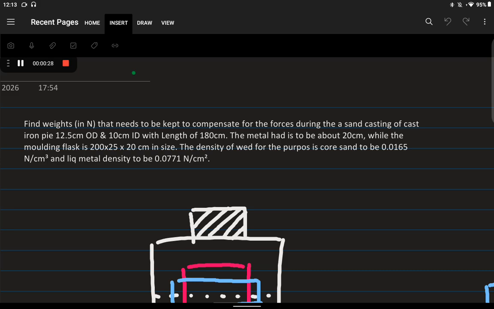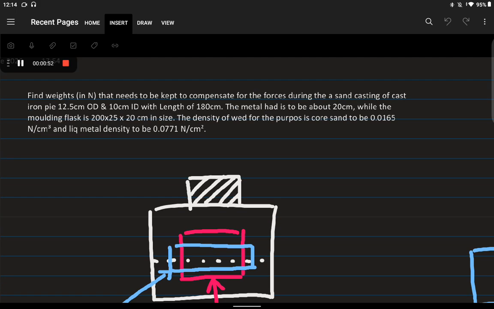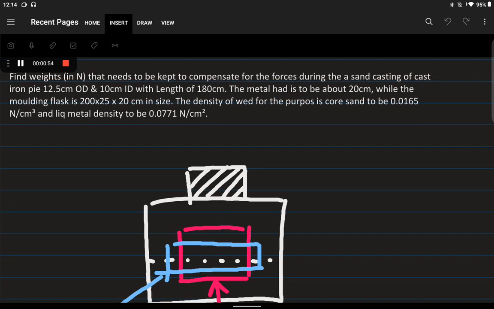Next, the metal head, sorry, it's not head, it's head, is to be about 20 cm, while the molding flask dimensions are 200 into 25 into 20 cm cube in size. Next, the density of the core sand is 0.0165 Newton per centimeter cube. The density of the sand and also of the core sand, both are given to be 0.0165 Newton per centimeter cube, and the liquid metal density is 0.0771 Newton per centimeter cube. So they have given the weight density.